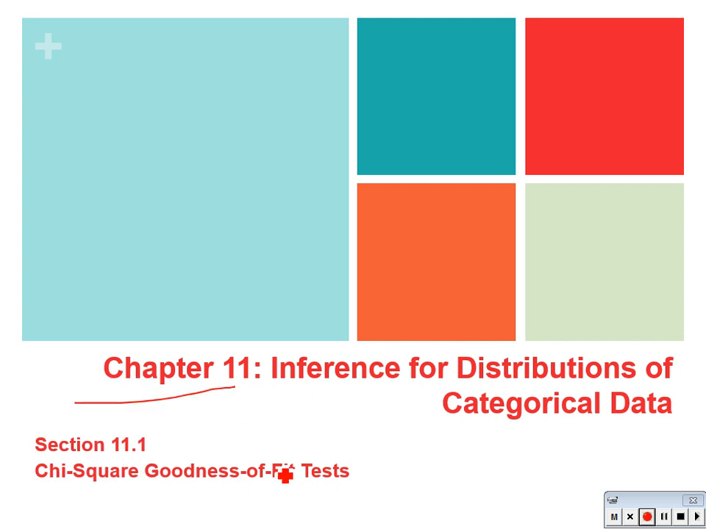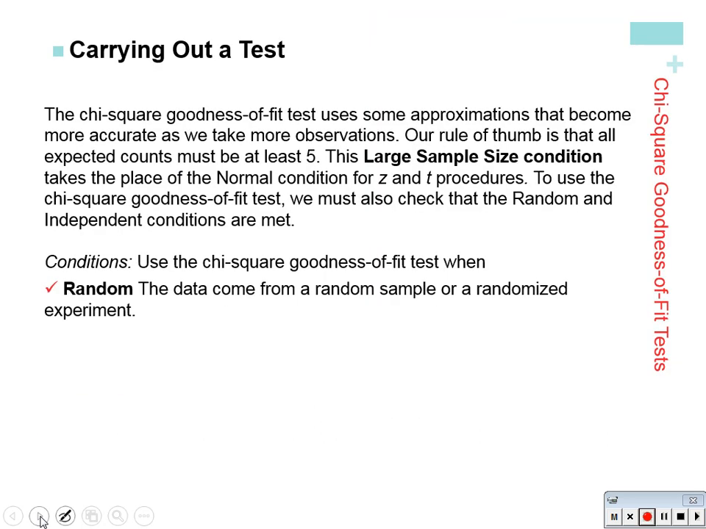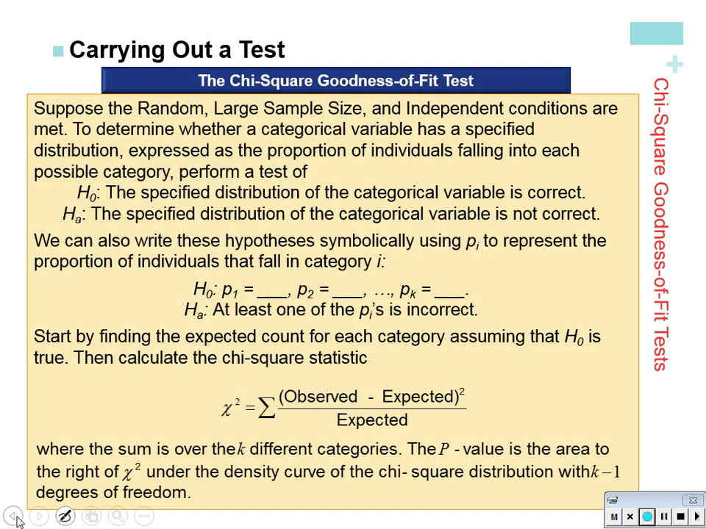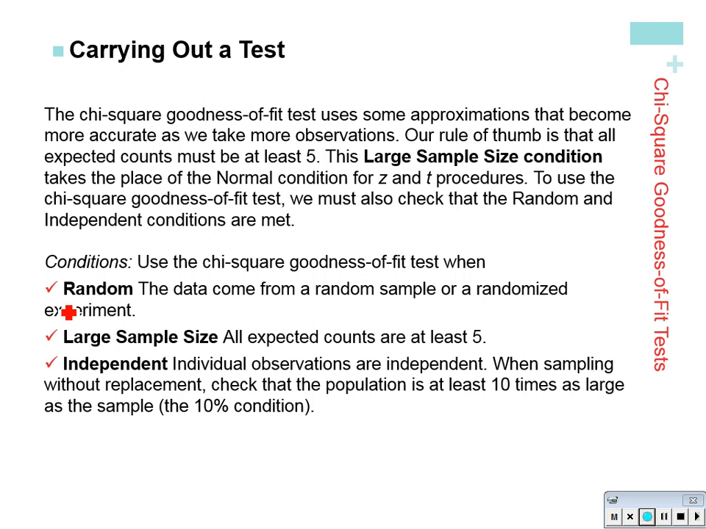So the next thing we look at in the chi-square goodness of fit test is to carry out a significance test. To carry out a significance test, we need to make sure that we check the conditions to perform a chi-square goodness of fit test. The conditions are the random condition, meaning that the data needs to come from a random sample or a randomized experiment.